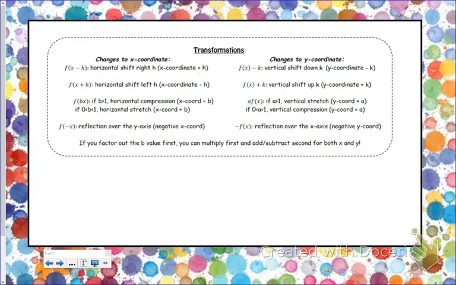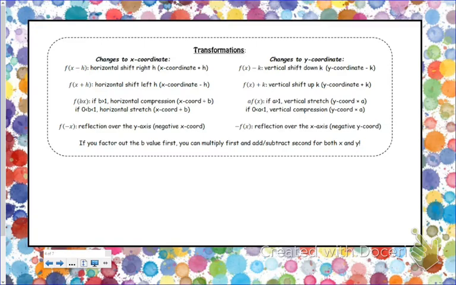Then if I look at this one down here, that b times x, if that b value is greater than 1, that is a horizontal compression. If it's in between 0 and 1, it's a horizontal stretch. This is backwards from what you're used to. So what you're going to do with that value is take your x-coordinate and divide by b. All this x-coordinate stuff is typically backwards. If it's x minus h, you add h. X plus h, you subtract h. B times x, you divide by b. Then f of negative x, if the negative is inside there, that's going to be a reflection over the y-axis.